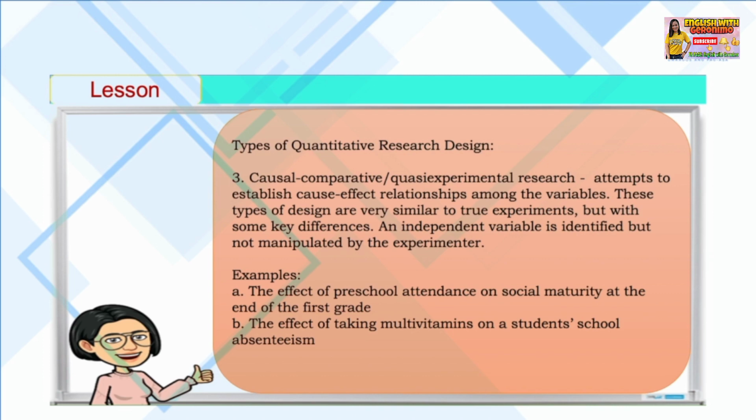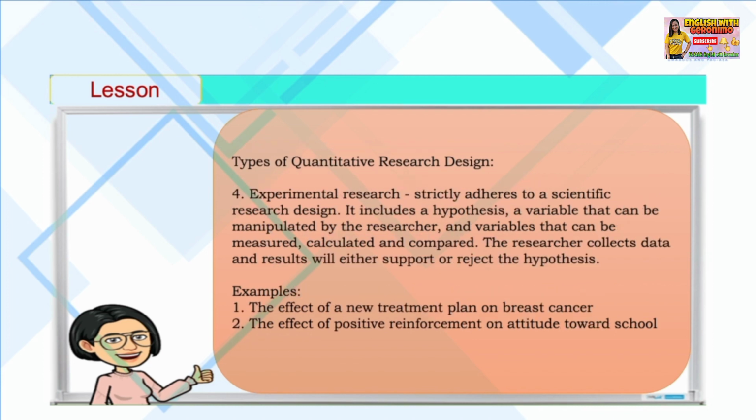An independent variable is identified but not manipulated by the experimenter. For example, the effect of physical attendance on social maturity at the end of the first grade, and the effect of taking multivitamins on a student's school absenteeism.